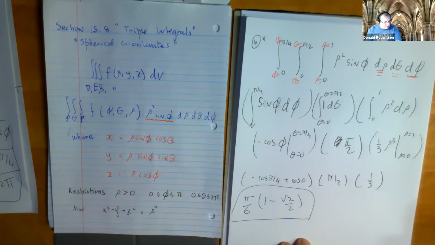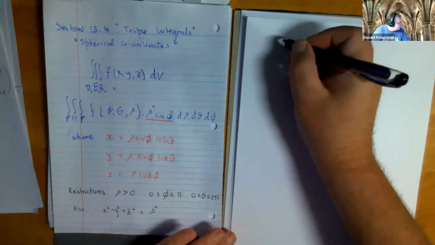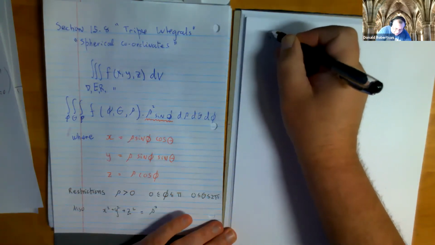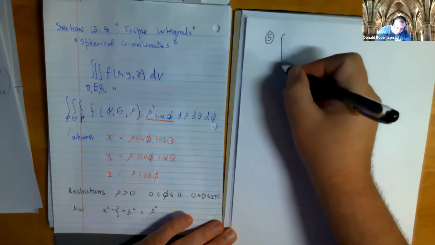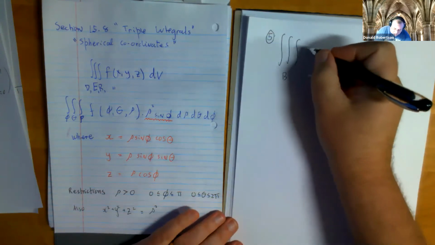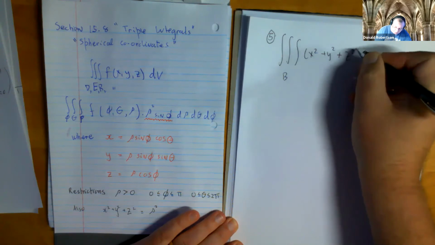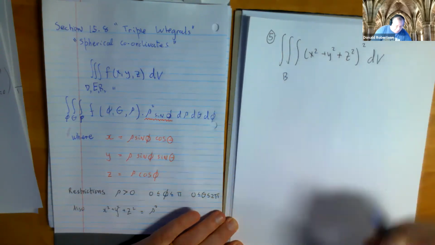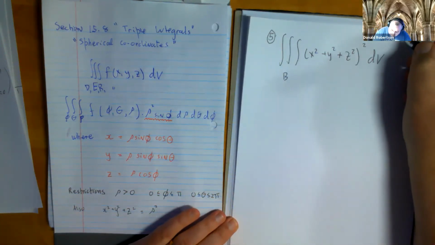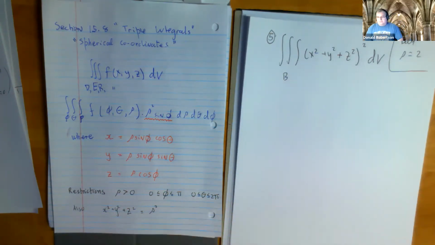So far, so good. Okay, let's move on then. This is a version of question 5. We're being asked to do a triple integral over a ball, which is just a sphere. And the function is going to be x squared plus y squared plus z squared, all squared, dV. And the ball has a radius of 2.